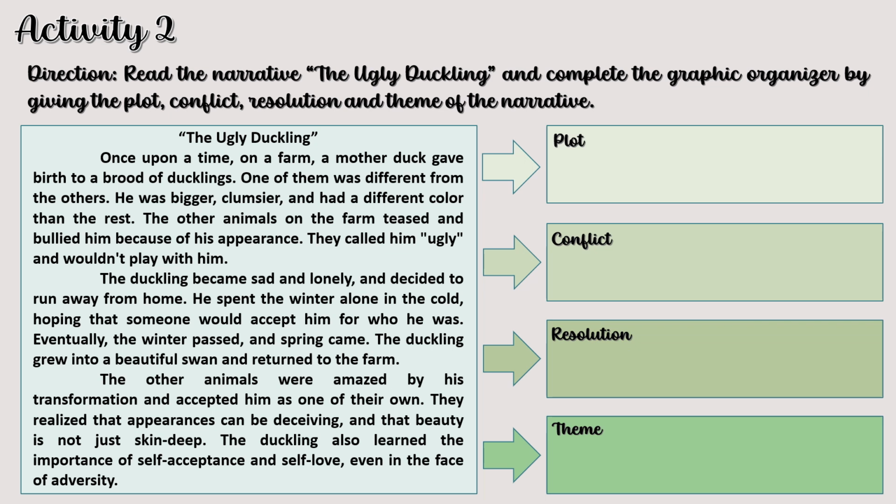He spent the winter alone in the cold, hoping that someone would accept him for who he was. Eventually, the winter passed and spring came. The duckling grew into a beautiful swan and returned to the farm. The other animals were amazed by his transformation and accepted him as one of their own. They realized that appearances can be deceiving and that beauty is not just skin deep. The duckling also learned the importance of self-acceptance and self-love, even in the face of adversity. So it's your time to give the plot, conflict, resolution, and theme of the narrative.